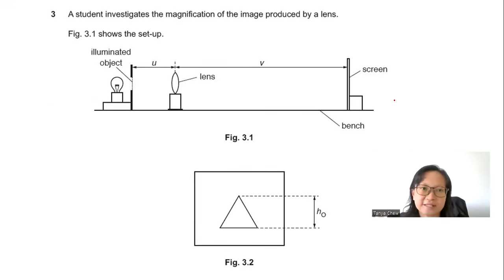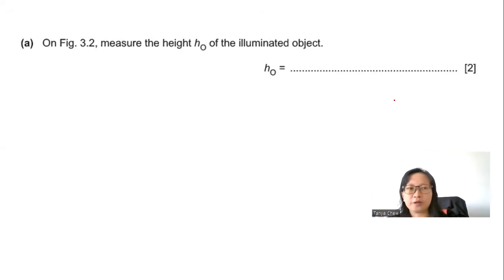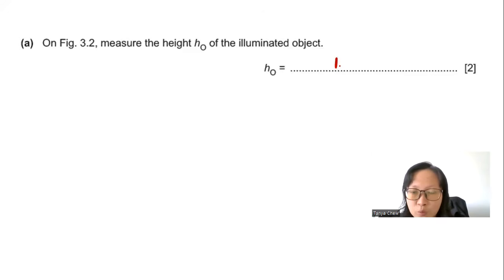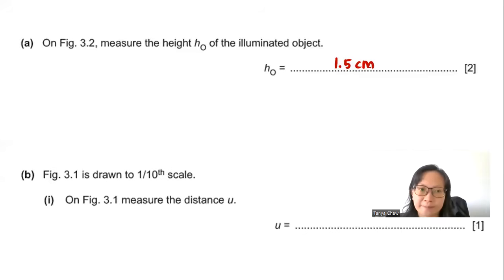Question number 3, a student investigates the magnification of the image produced by a lens. Fig 3.1 shows the setup. On Fig 3.2, measure the height H0 of the illuminated object. All you need to do is measure it using your cm rule, and the value of H0 is 1.5 cm. Make sure that you put your final reading of H0 in 1 decimal point, because the sensitivity of your cm rule is 0.1 cm.